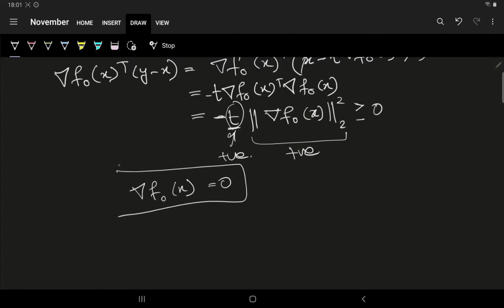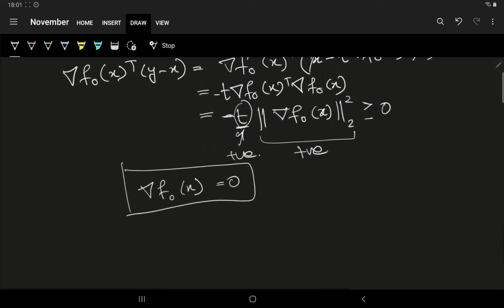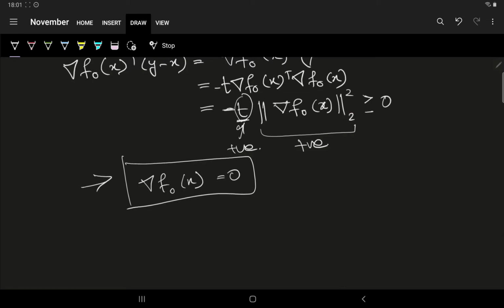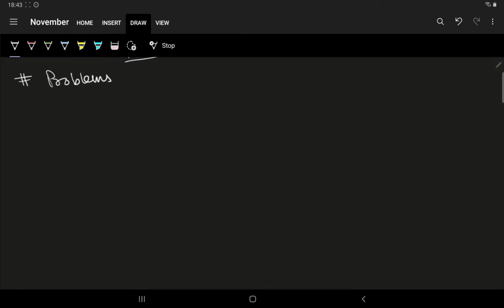So for unconstrained problems, the condition is del of f naught of x should be equal to 0. Okay, and now we will see another such thing, problems with equality constraints only.